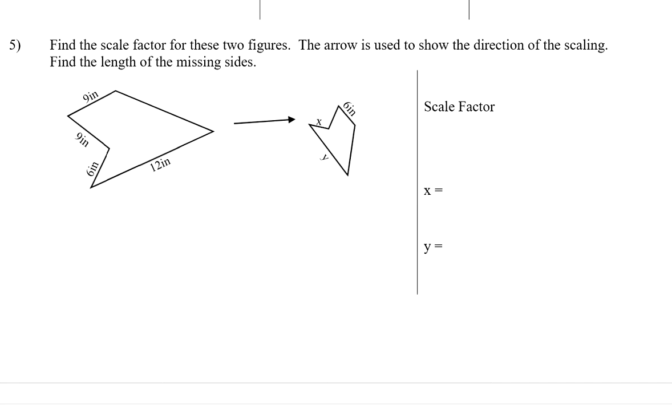Find the scale factor for these two figures. The arrow is used to show the direction of scaling. Find the length of the missing side. So one of the things I did state in class was that these are similar to each other.